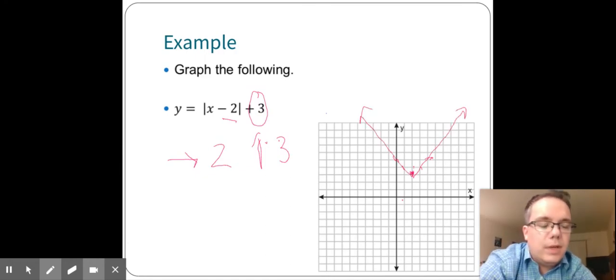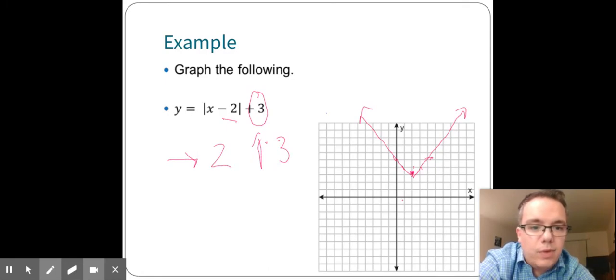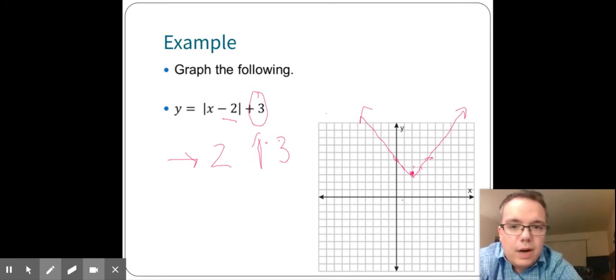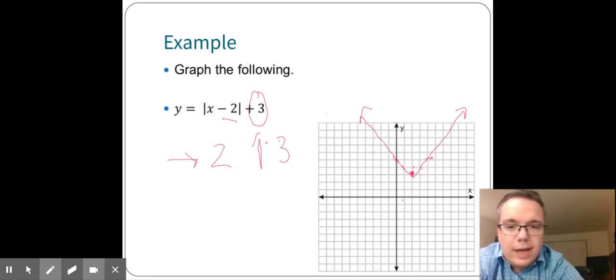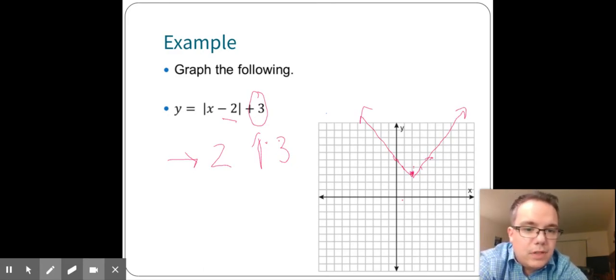So today all we're doing is called translating. We're moving our function around. If we're adding or subtracting outside, we move it up or down. If we add or subtract inside, we move it left or right. And if we have both, we do both. All right?